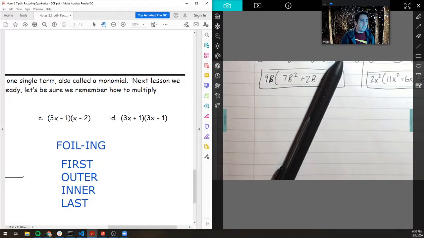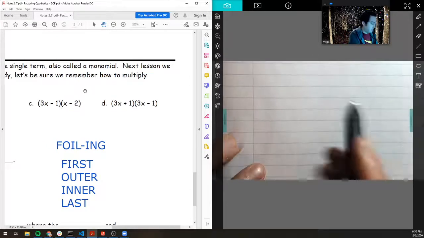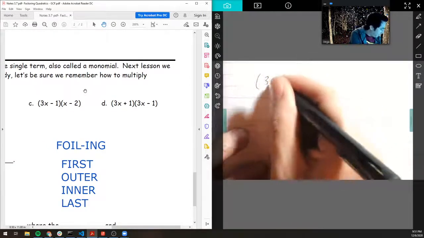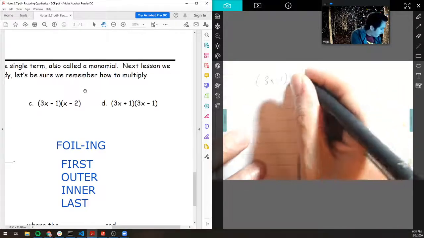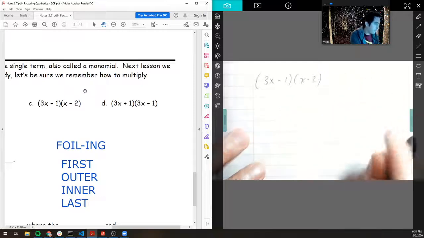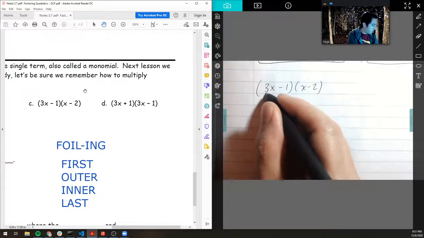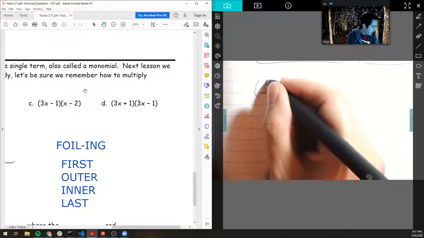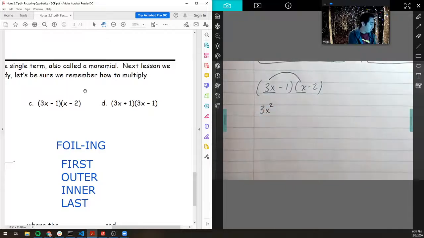We'll do C and D of foiling. Foiling is really just fancy distribution, not anything much harder. There's C. So you should multiply them. So first, this is the first. 3x is the first here, x there, right? 3x times x. Well, that is 3x squared.